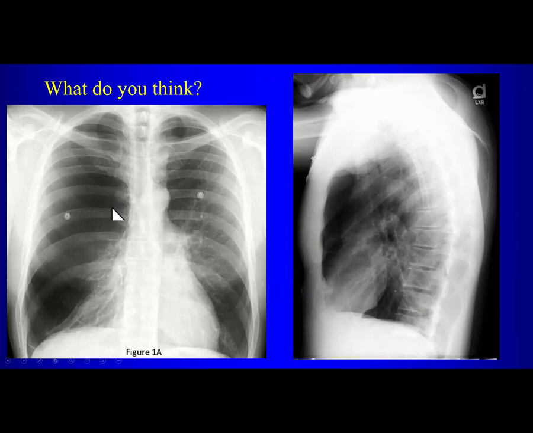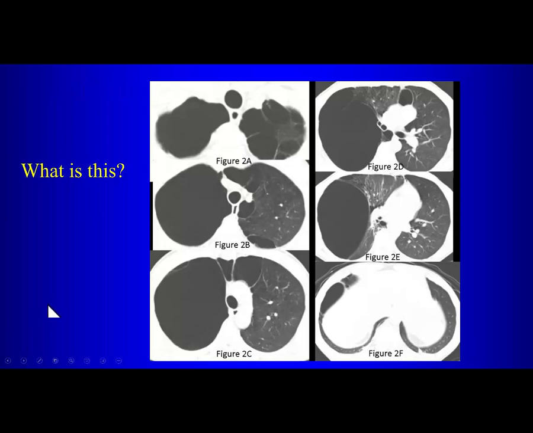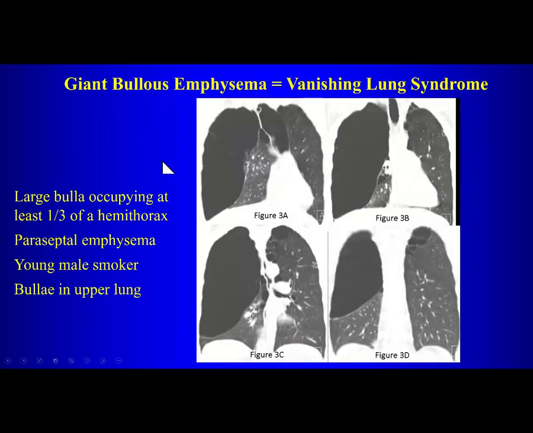This patient has large areas of bullae here, right? And so if you have a young person who smokes and you see that the lungs are being replaced by these large bullae, there's a term for this. What is it called? Vanishing lung syndrome. Right? And so this is giant bullous emphysema or vanishing lung syndrome. So large bullae occupying at least 1/3 of any hemithorax, also paraseptal emphysema, tends to occur in young male smokers, and they'll get these large bullae in the upper lungs. So vanishing lung syndrome looks like the lungs are disappearing because they're being replaced by these large bullae.